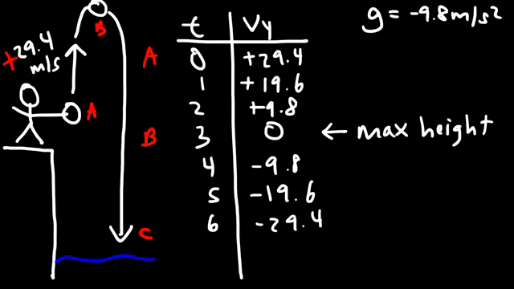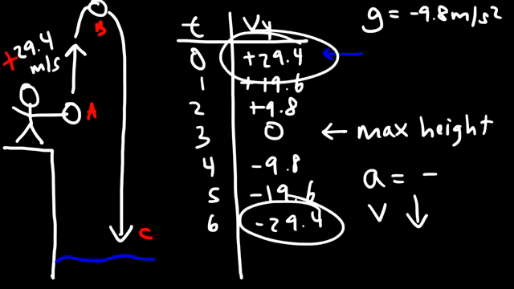Once it passes position B, the velocity will be negative because it's now going in the downward direction, or in the negative y direction. So that's the mathematical profile of this situation. Now you understand what's happening to the velocity values as time progresses. Anytime the acceleration is negative, the velocity is decreasing. As you can see, it started with a positive value, and now it's becoming negative.